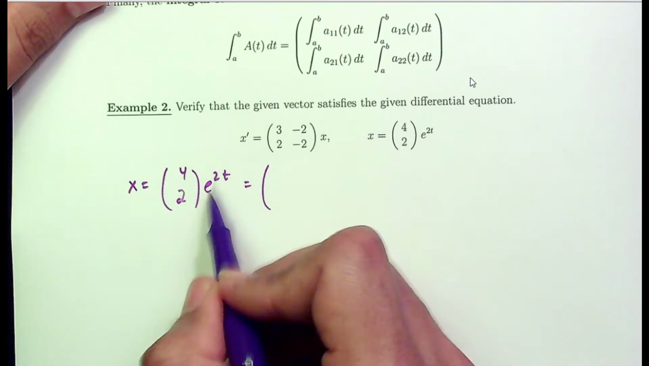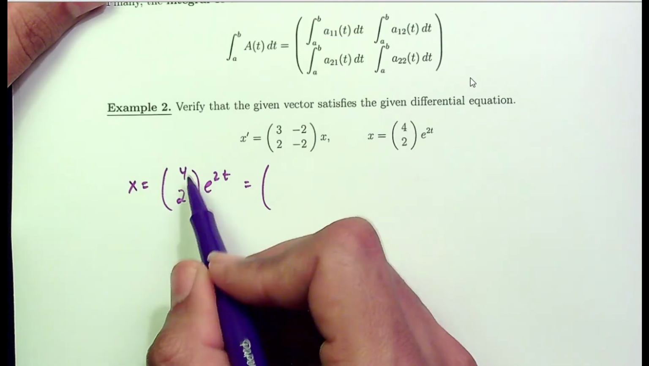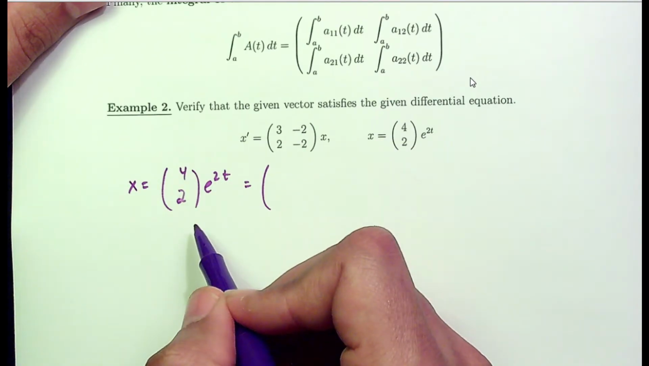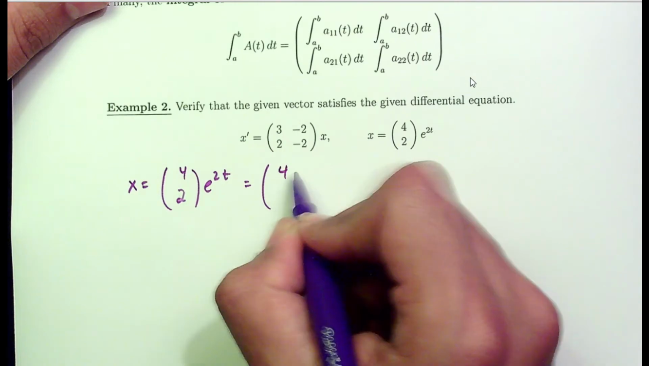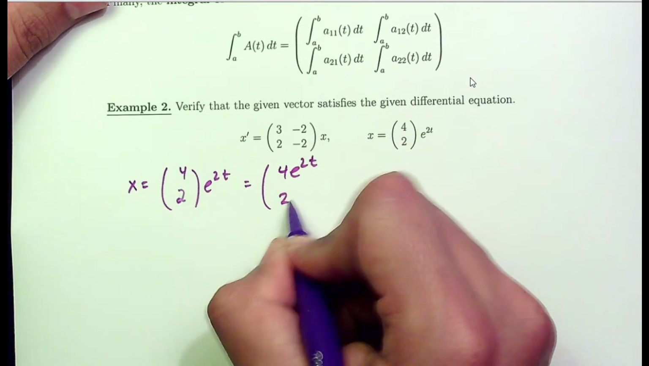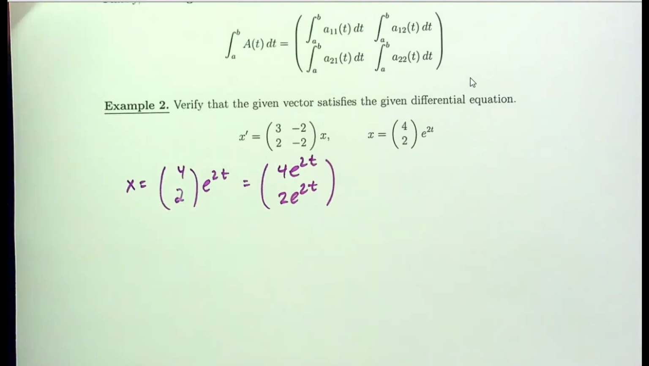Anyway, we multiply this vector by this number, so it means you multiply each of the entries by that number. So this is 4 e to the 2t, and then this is 2 e to the 2t. So that is x.